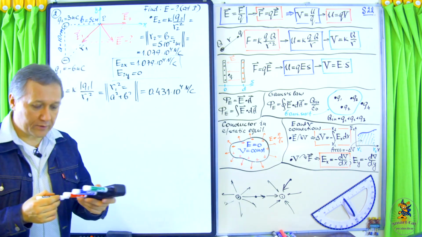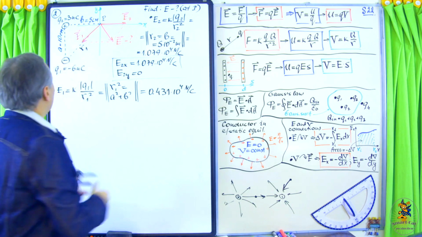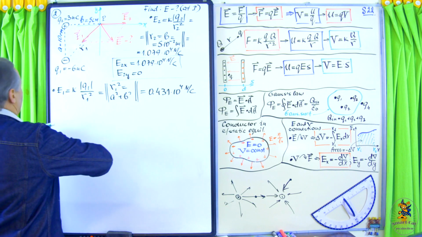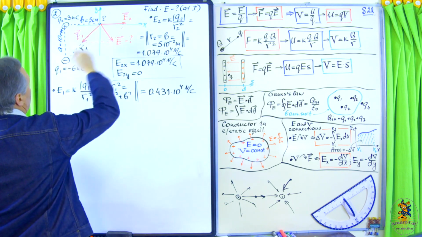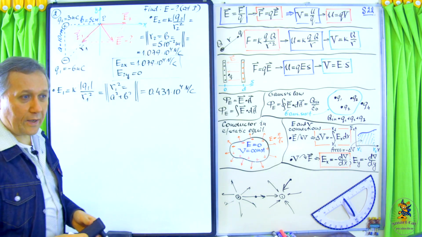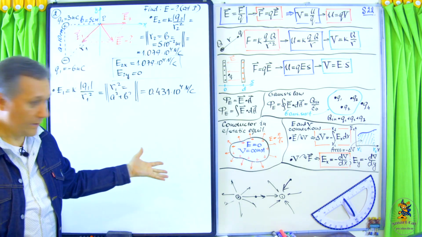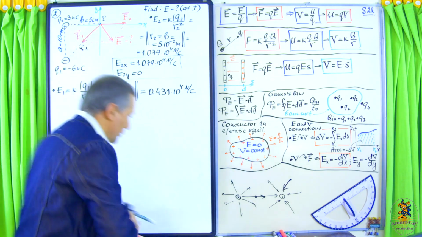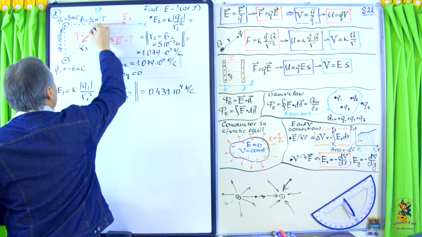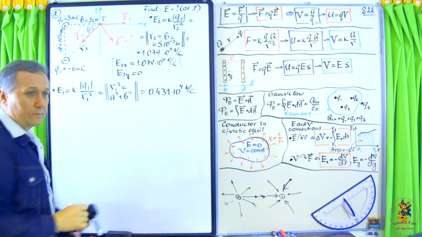Okay, so now components. Let's find components. In order to find components of this vector E1, we just need to introduce one of the angles, either this angle or that angle. It's up to you. They're both good. Which angle did I decide to use? I decided to use this angle, theta.